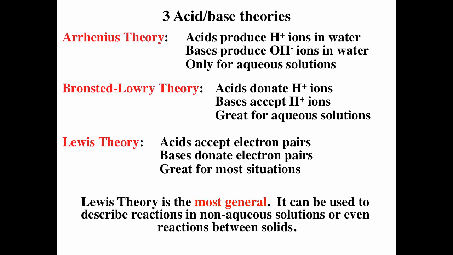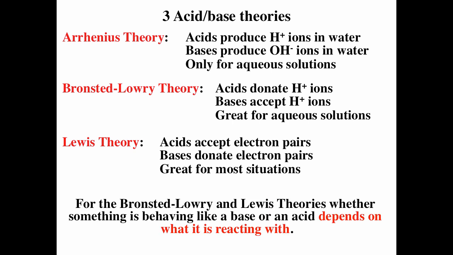Lewis theory is the most general, can be used to describe reactions in non-aqueous solutions. It can even be used to describe reactions between solids. And again, to me, the most important distinction between Arrhenius theory and Bronsted-Lowry and Lewis theory is that for Arrhenius theory, you add it to water. If it produces hydrogen ions, it's an acid. But for Bronsted-Lowry theory and Lewis theory, it depends on what it's reacting with. In this reaction, what is it behaving like?